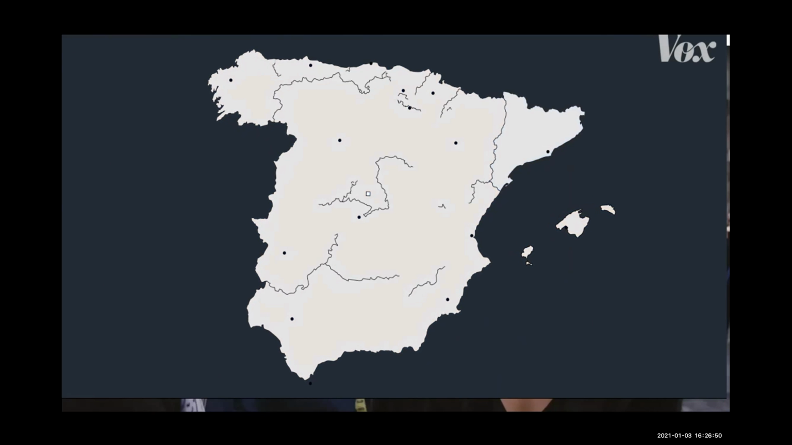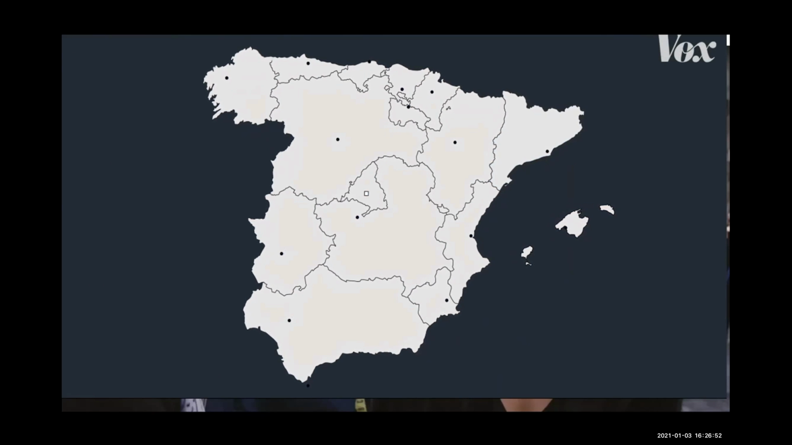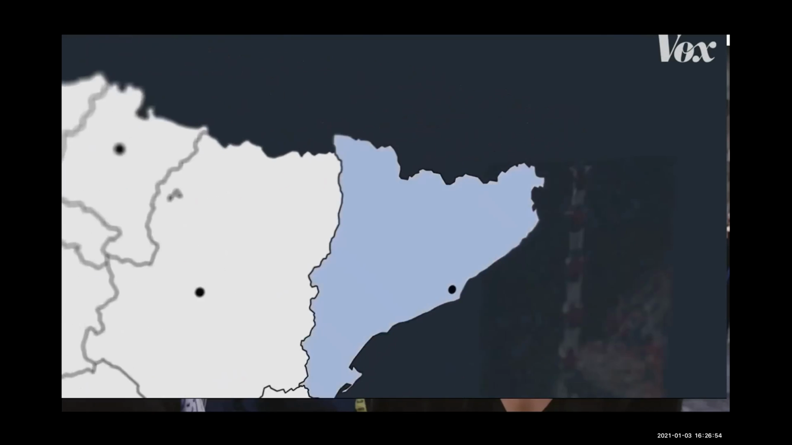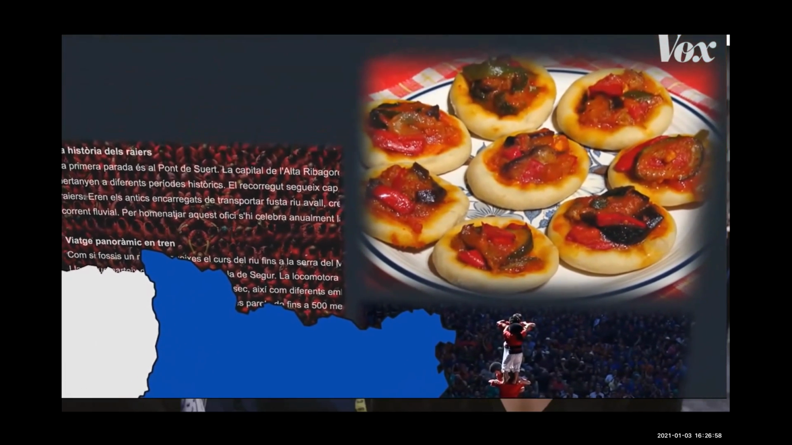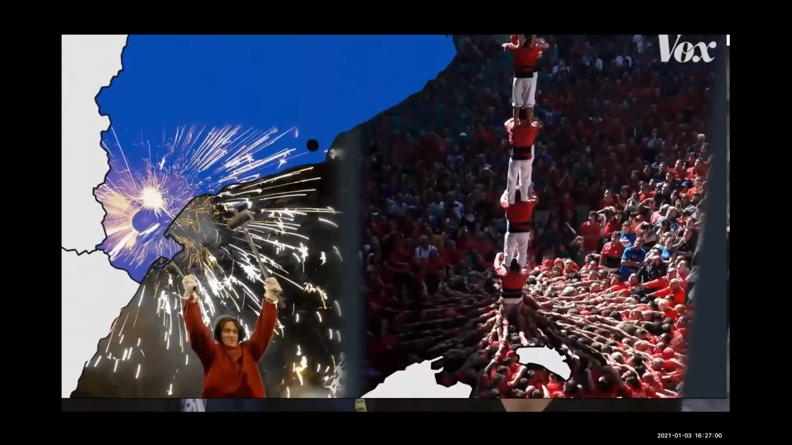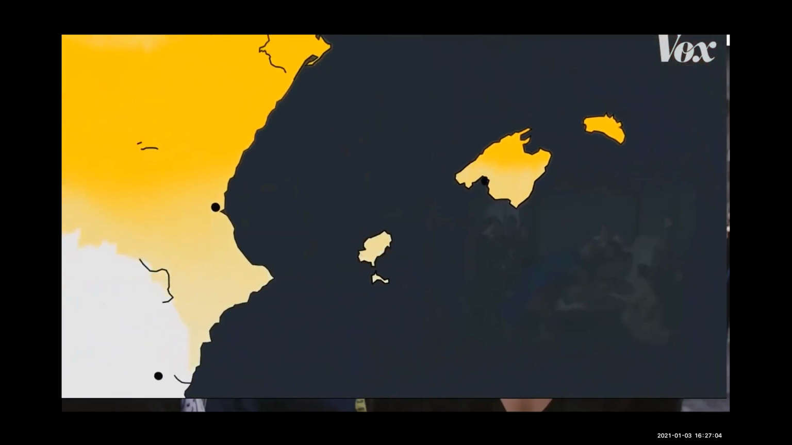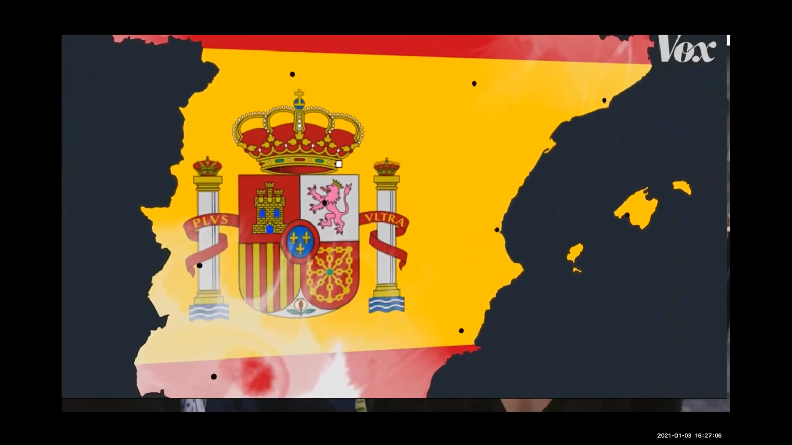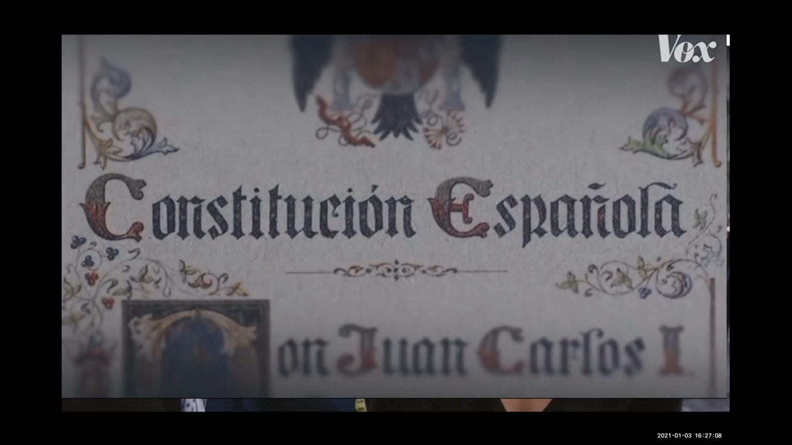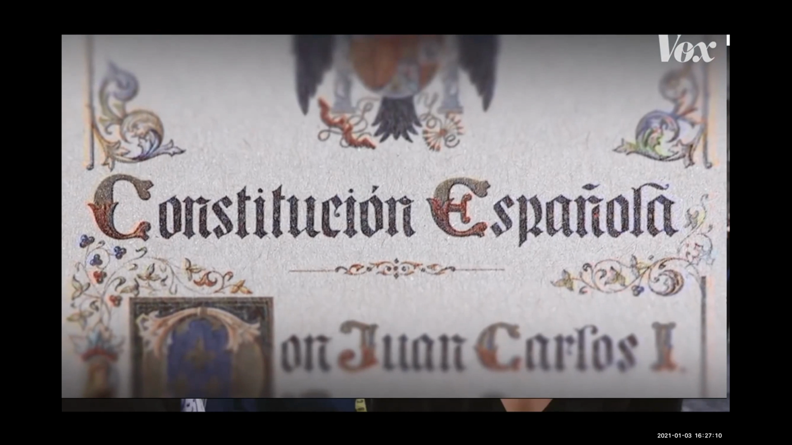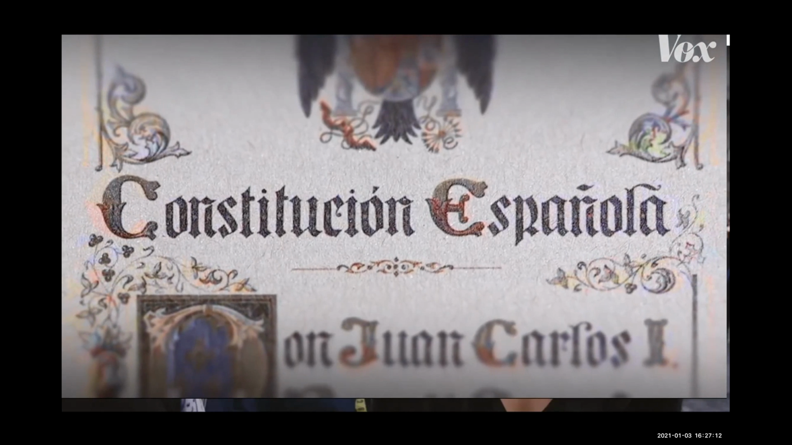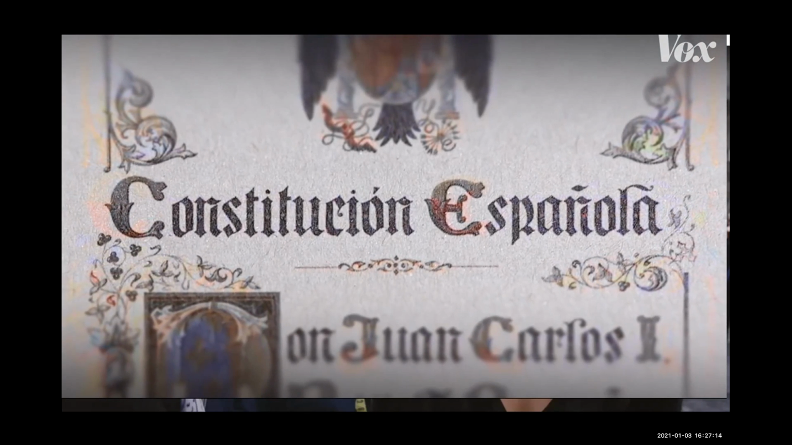Spain is made up of 17 semi-autonomous regions, each with their own identity. Some, like Catalonia, are distinct enough that they have their own language as well as culture, cuisine, and literature. Spain is a decentralized, unified state. That means that autonomous regions like Catalonia are governed according to the national constitution, as well as laws enacted independently by each regional government. But it wasn't always this way.